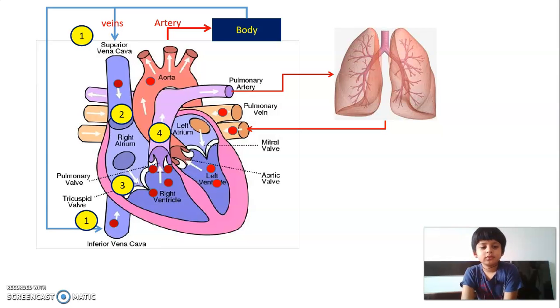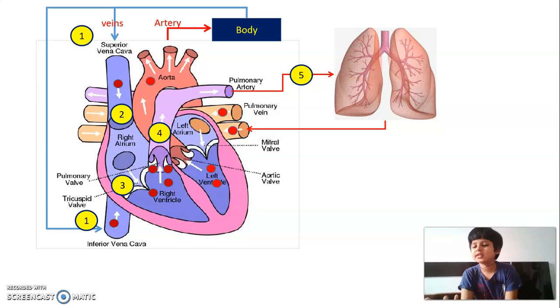So this is the pulmonary valve. From the right ventricle, the task is to push that blood so that it will enter the pulmonary artery. And from here, what will happen? Step 5: it will enter into the lungs.